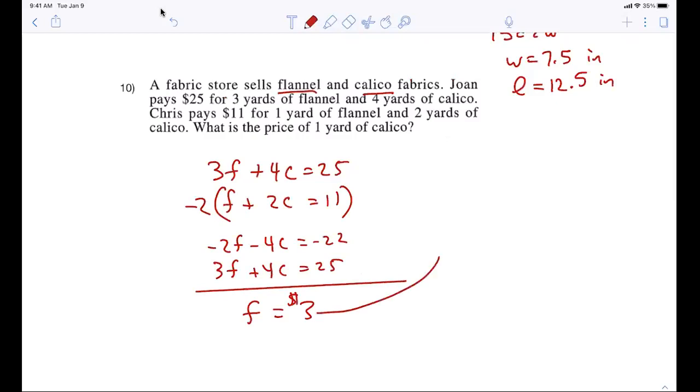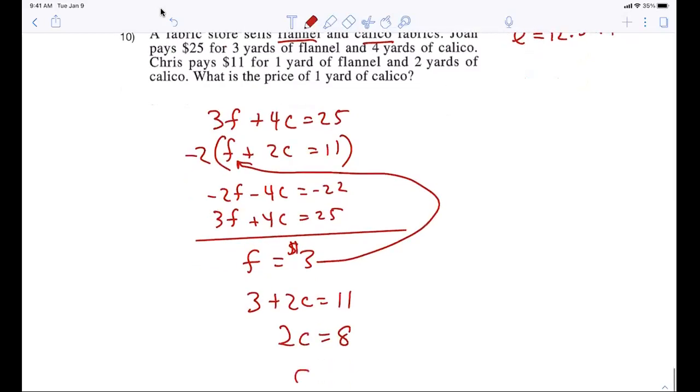Then if I plug $3 in for F, 3 plus 2C equals 11. 2C equals 8. So C equals what? 4. So the calico was what? $4, and the flannel was $3.